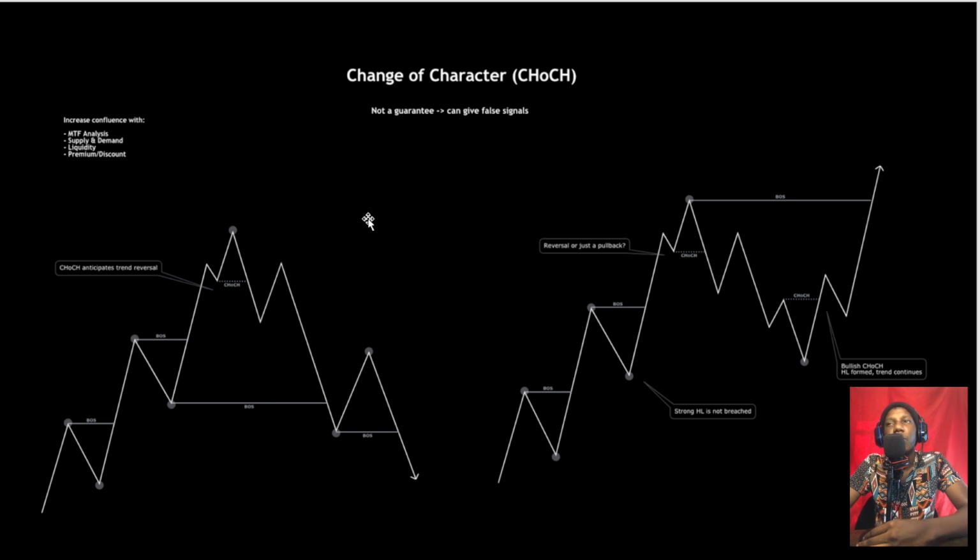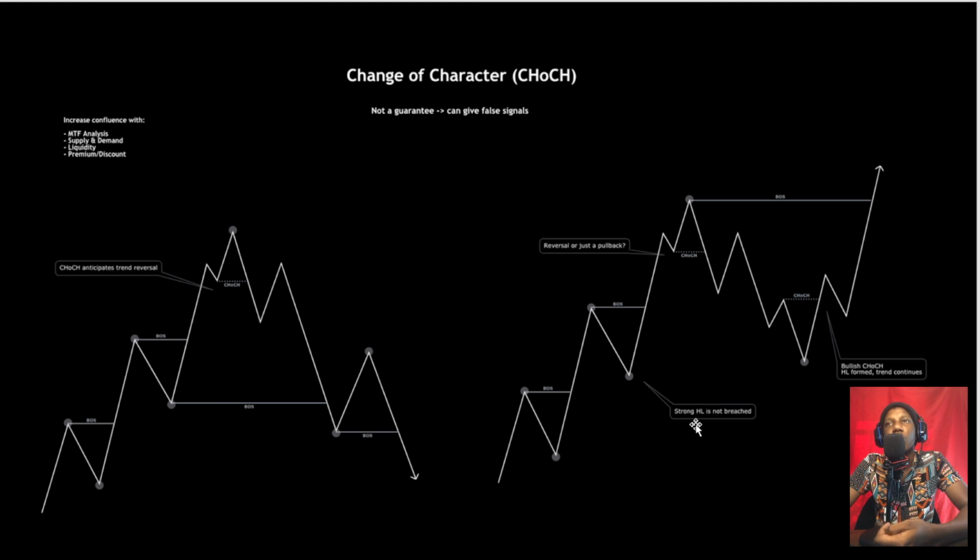But if you're not aligned with the higher time frame, most of the time price continues to go deeper, right? And then it can change direction, it can continue falling down and moving downward, or it can just be a pullback. Sometimes it can just be a deeper pullback. So what does that mean? This is a strong low that is not breached.